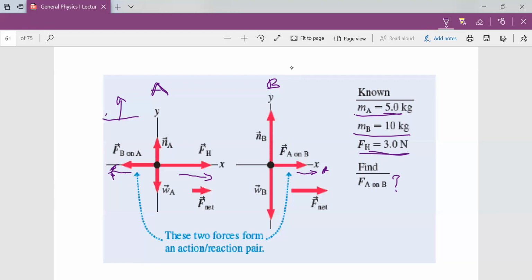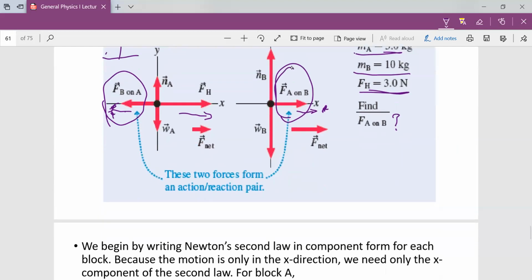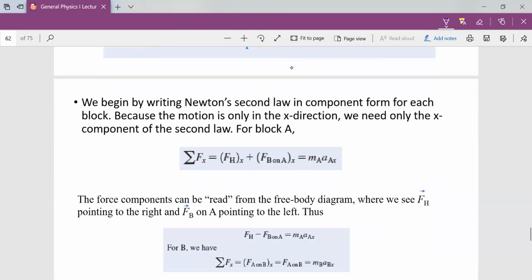Okay, so we said that the next step will be to identify our action-reaction pair of forces. So we'll see that this is our action-reaction pair of forces, that is force of A on B and force of B on A. Because it is this that will help us know where to focus when we're analyzing or solving our question that says we should look for the force of A on B.